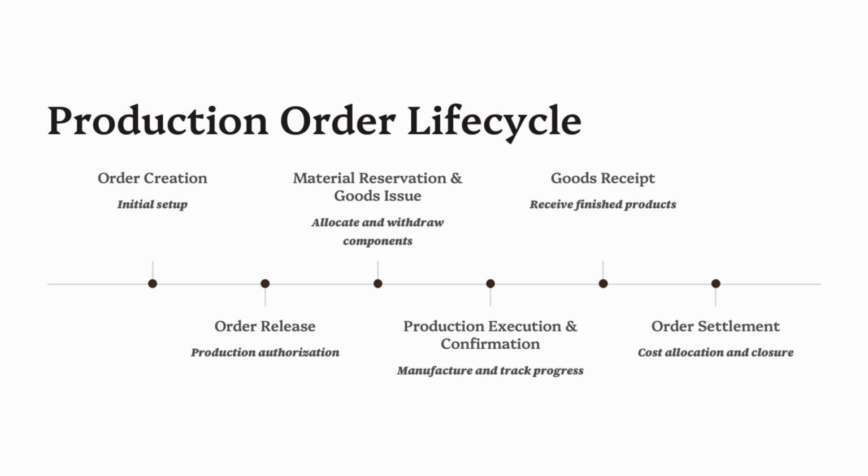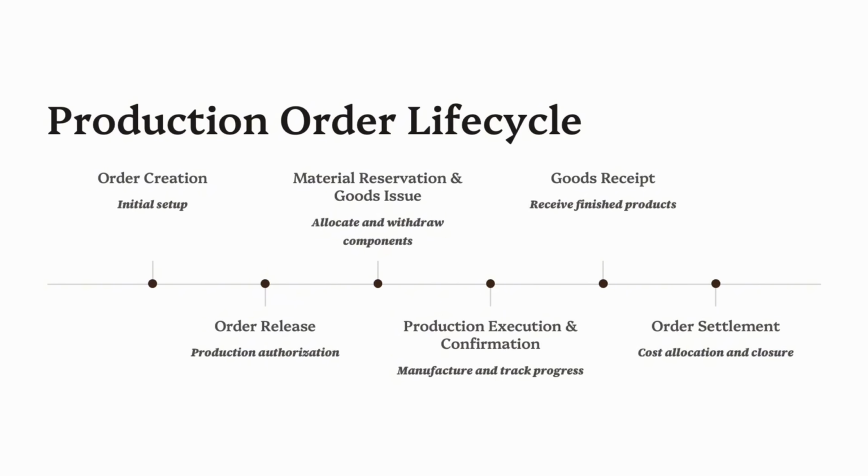Part 4. Step-by-step process of production orders. Now let's go step by step through the full life cycle of a production order in SAP PP. 1. Order creation, transaction CO01. The planner creates a production order for a material and quantity. The order pulls in master data, BOM, routing, and work centers. System schedules the order based on available capacity.